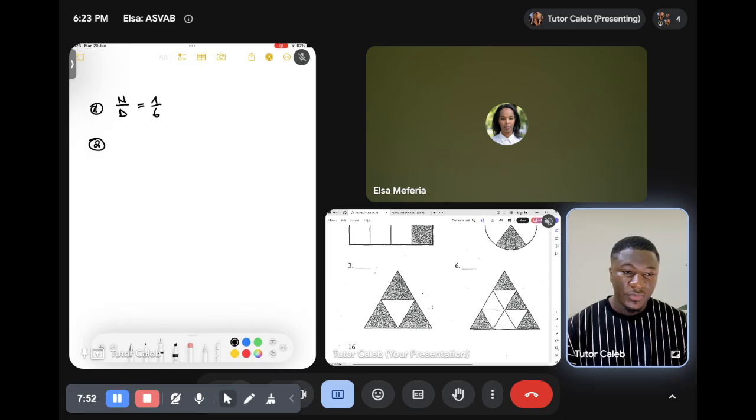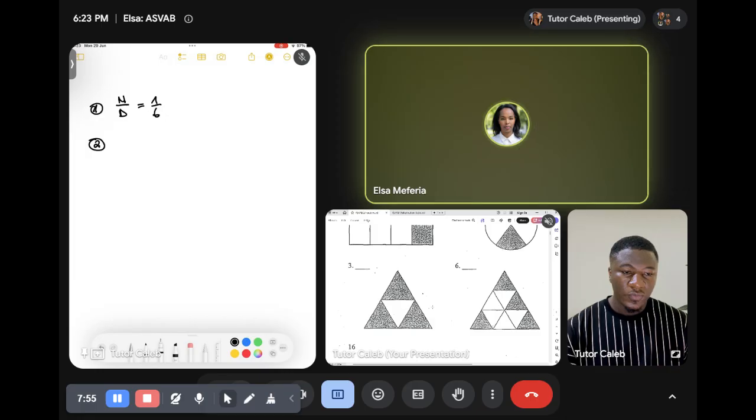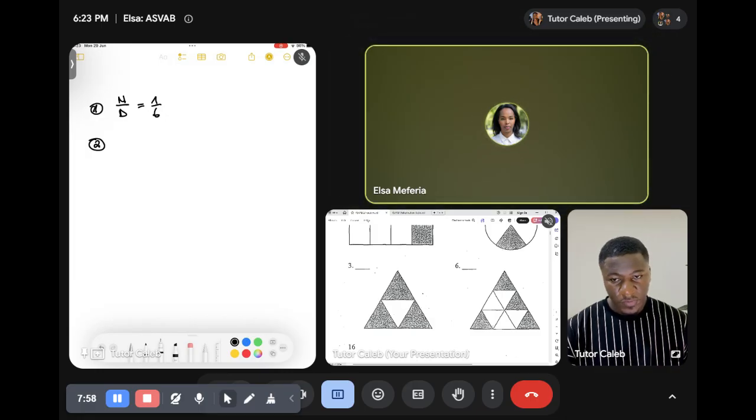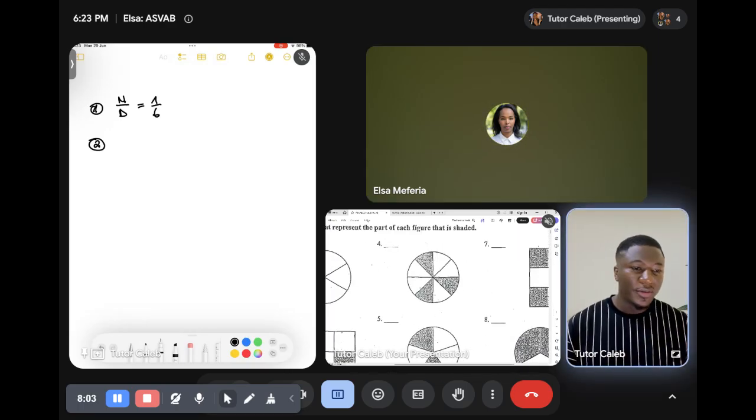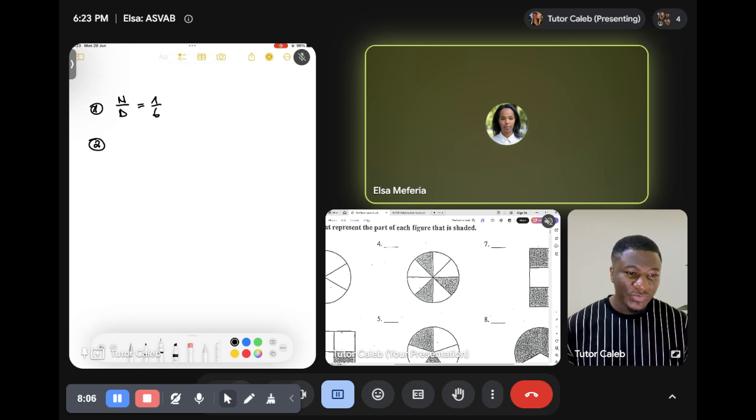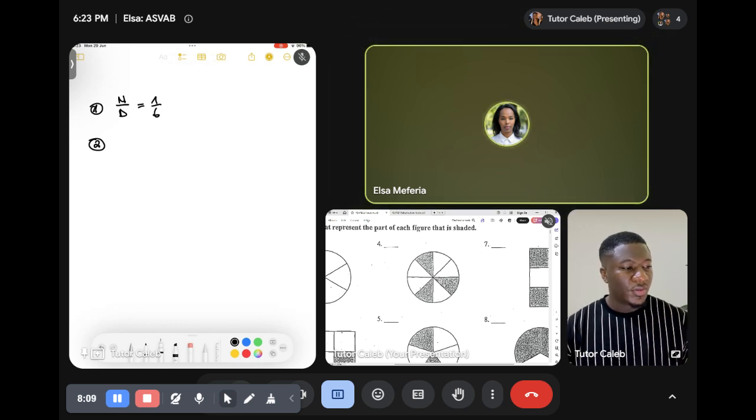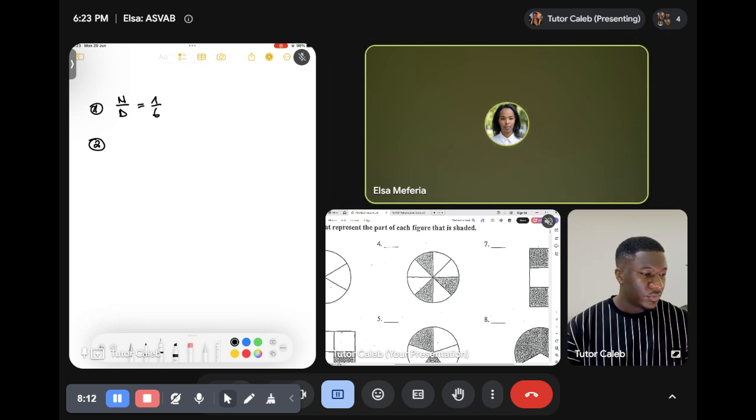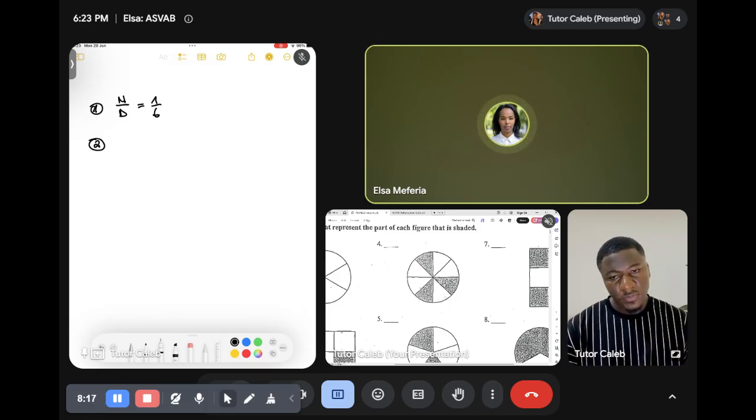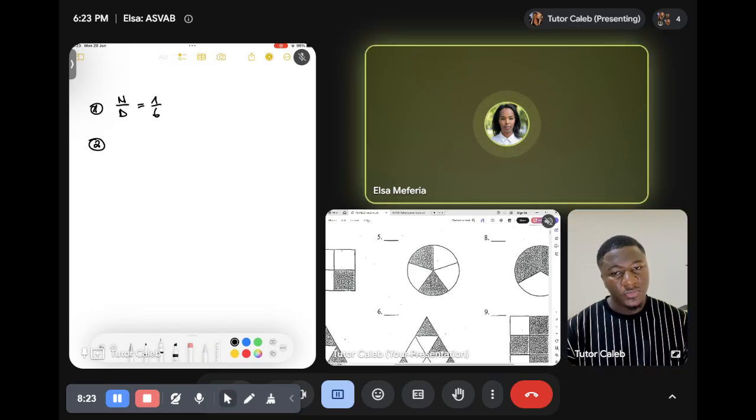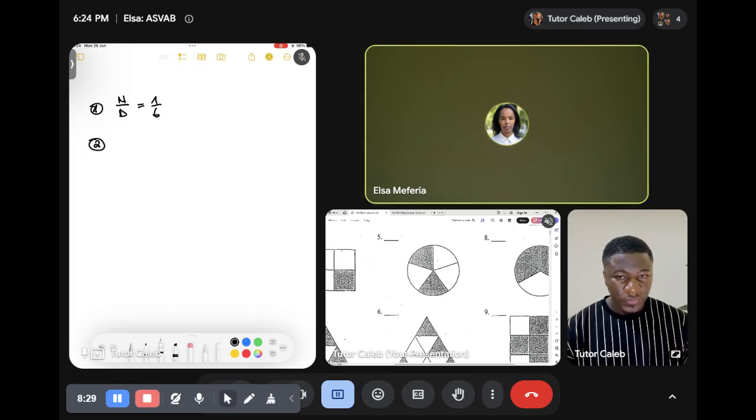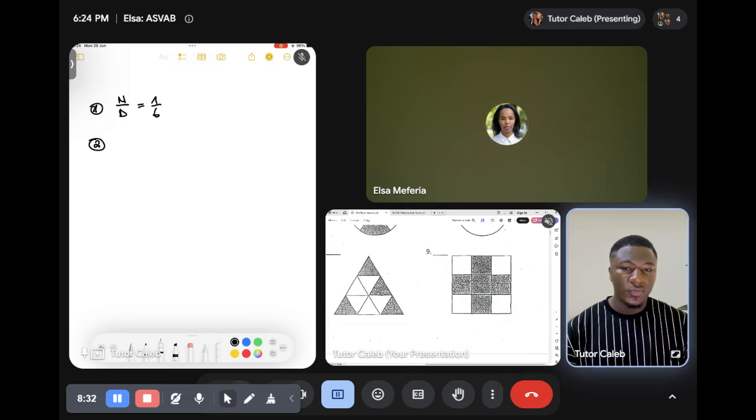3, 4, 5, 6, 7, 8. So 1/8. That's going to be 1, 2, 3, 4. So 3/4, if you're looking at the shaded part. Okay, three shades, and then 4, 5, 6, 7, 8. 3/8. 3, 4, 5. 2/5.